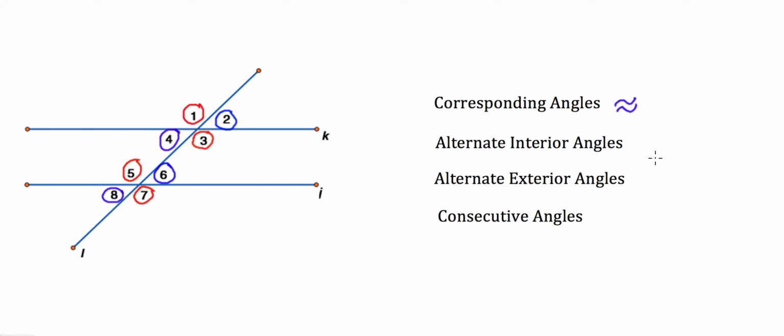Alternate interior angles, let's look at that, like 4 and 6, or 3 and 5, same color. So alternate interior angles, when lines are parallel, they are also congruent. Alternate exterior angles, like 1 and 7, or 2 and 8, they're the same color. So when lines are parallel, alternate exterior angles are congruent. Last one, the one I said was a little bit different, consecutive angles. You see, these are the only ones that are different colors, like 4 and 5, 3 and 6. So they're not congruent. They're supplementary.